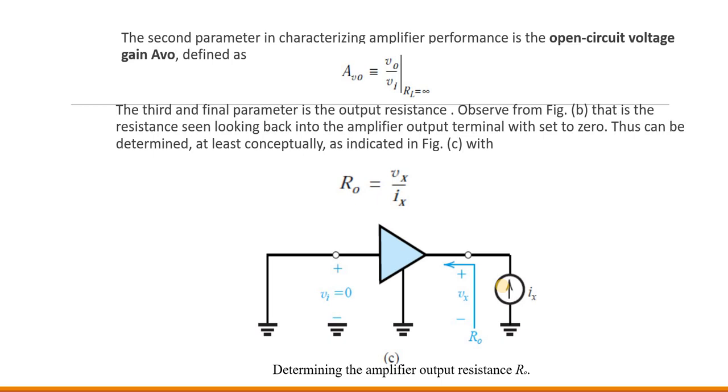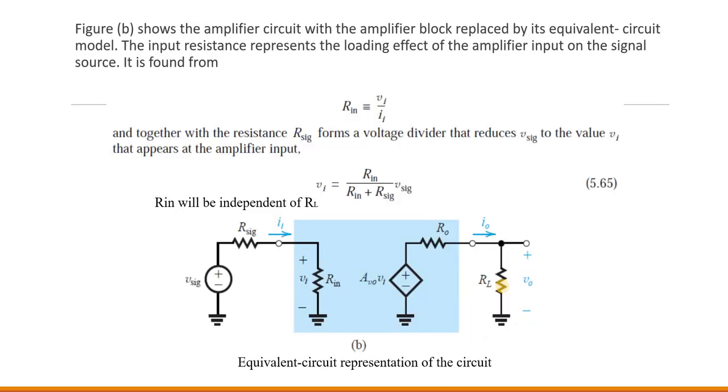Next circuit, and here we need to know different parameters. While considering any amplifier, three different parameters are: one is the input resistance, one is the gain, and next is the output resistance. So the input resistance we have calculated is VI by II. VI can be calculated using the voltage divider rule.